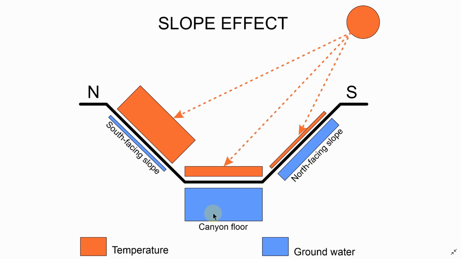So now the canyon floor gets a sort of medium amount of sunlight intensity, and it also falls in between in temperature. It's cooler than the south-facing slope, but it's warmer than the north-facing slope. And so, accordingly, it also has a medium evaporation rate. So that helps explain how the physical conditions in terms of temperature, evaporation, and groundwater are different, and that can help explain why the plants are distributed differently in the canyon.